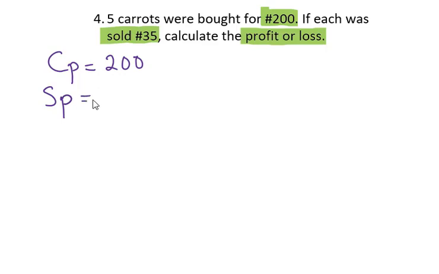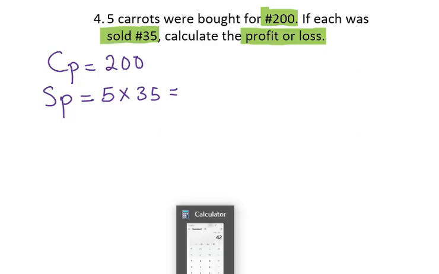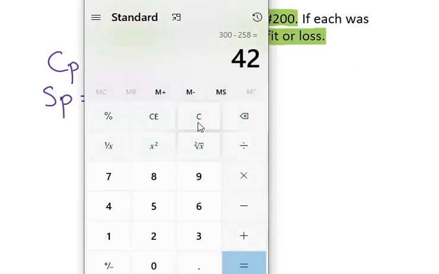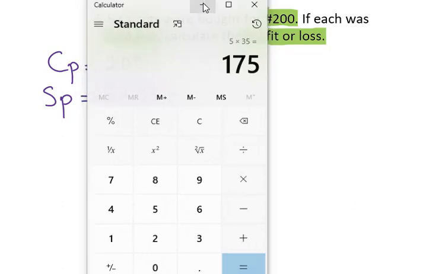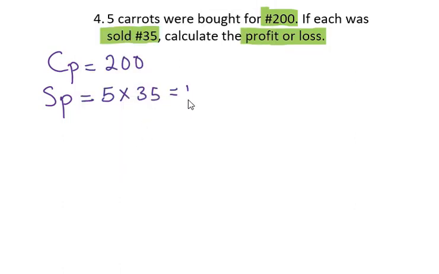If each was sold for, now remember something to talk about each. Because he's talking about each, remember how many carrots we bought? We bought 5 carrots and we are selling each for 35 naira. So this is where you have to pay attention. Let's do that. 5 times 35. You can also do this manually. 5 times 35, we have 175. So this is how much she sold this item, and that is how much the item was bought.